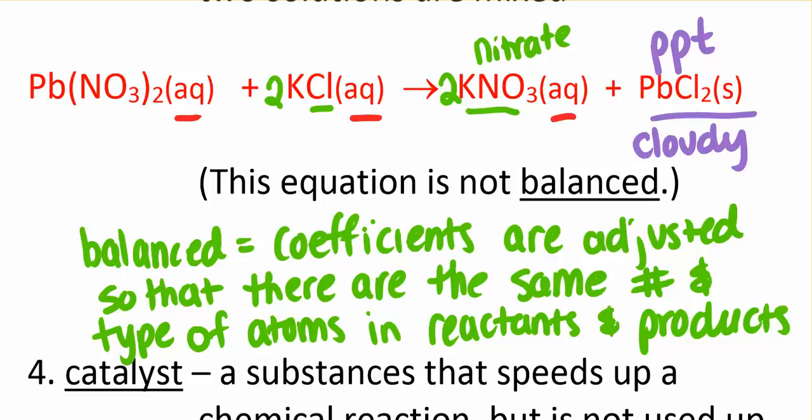That remains intact. This has 2 nitrate polyatomic ions, and in the reactants I had 2 as well, so nitrate is balanced. There's 1 lead in the reactants and the products, so now that is balanced. We'll balance some more here in a few minutes and do some predicting products. But anyway, that's the idea of what balancing means.